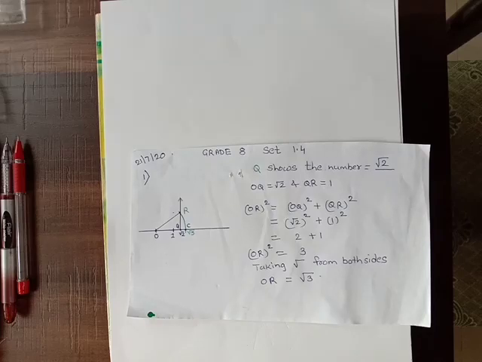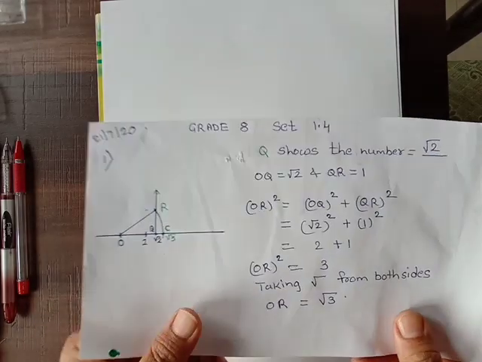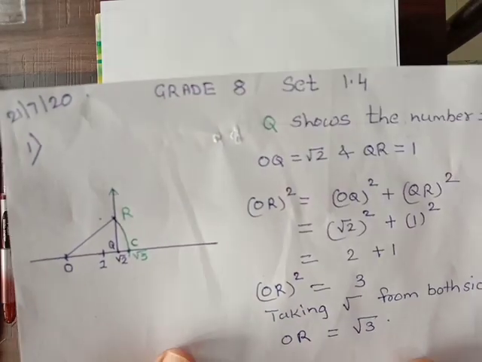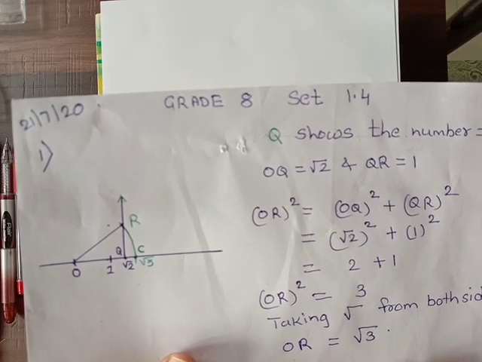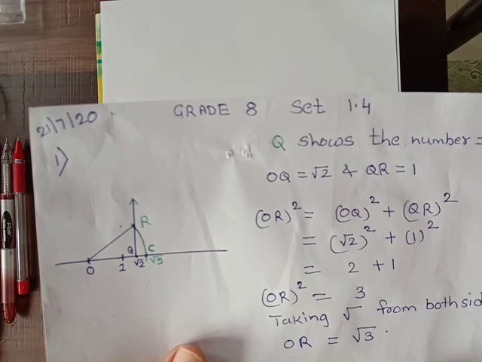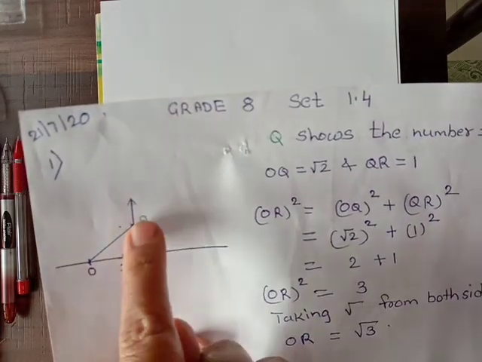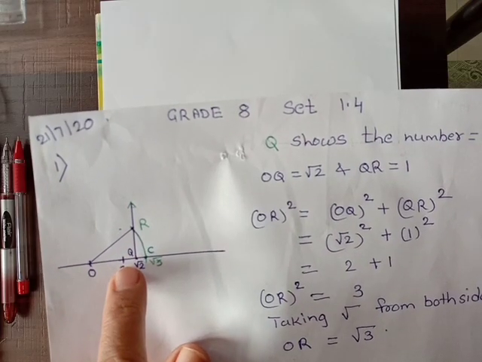Good morning, grade 8. We'll be doing set 1.4 today, and your first problem is over here. Now have a look at this triangle very carefully. You can see that QR is perpendicular to OQ, and therefore triangle ORQ becomes a right angle triangle. Q angle is 90 degrees.